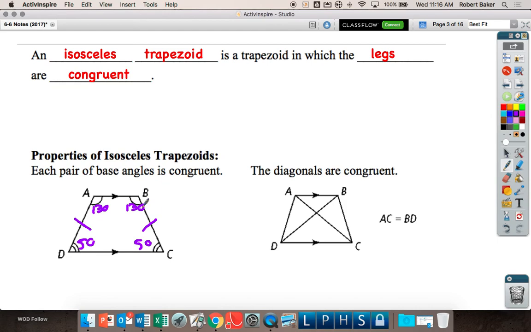So, how much confusion do we have right now? A lot? Eh? Not much?